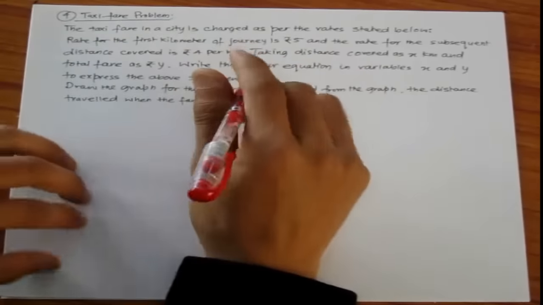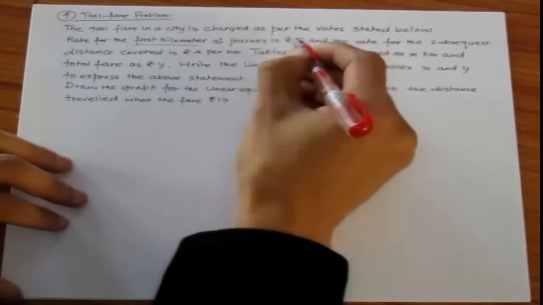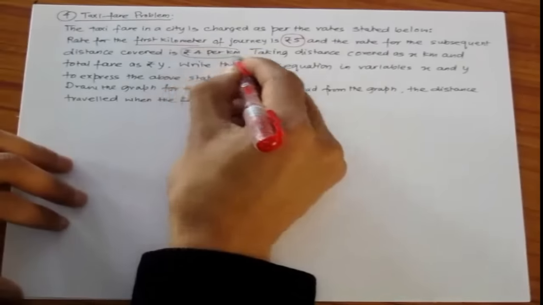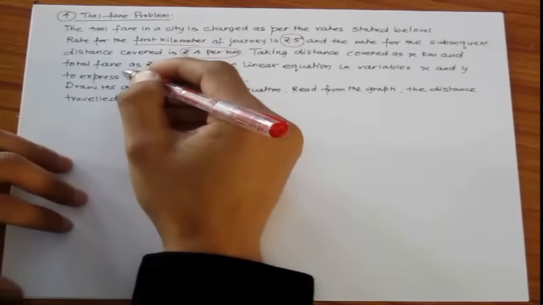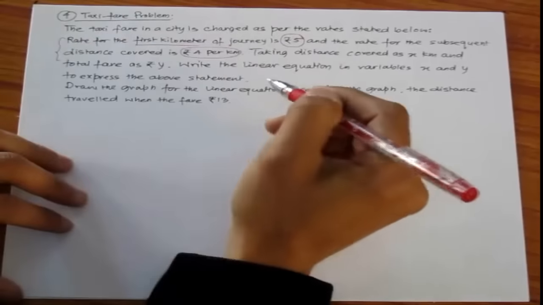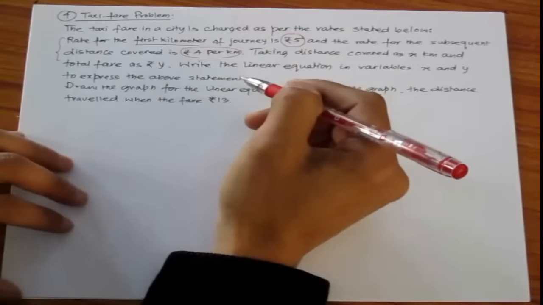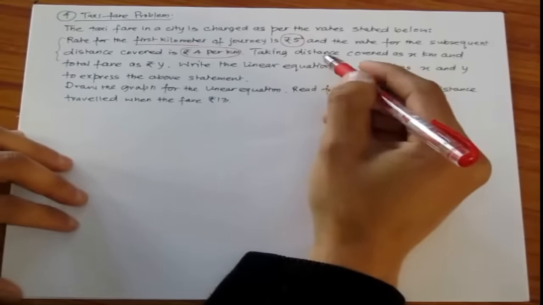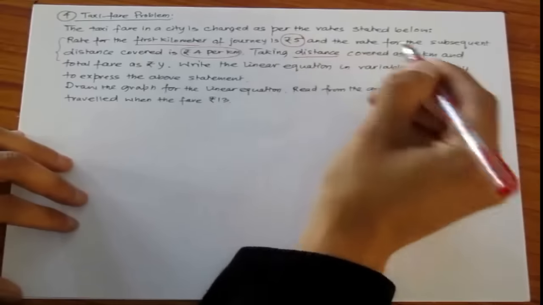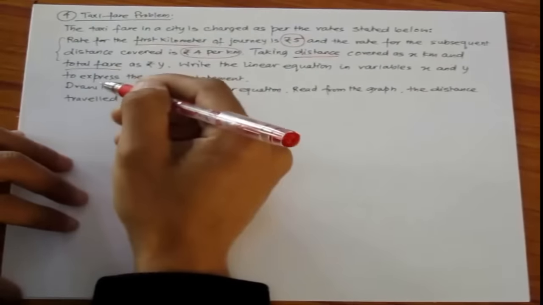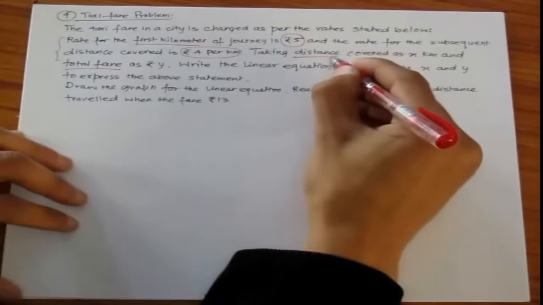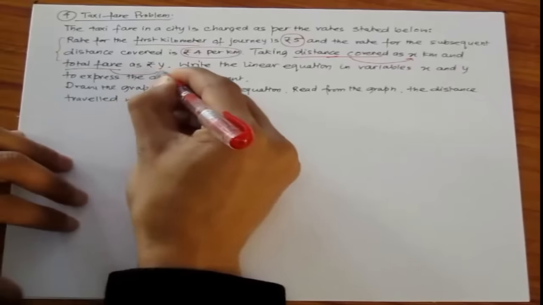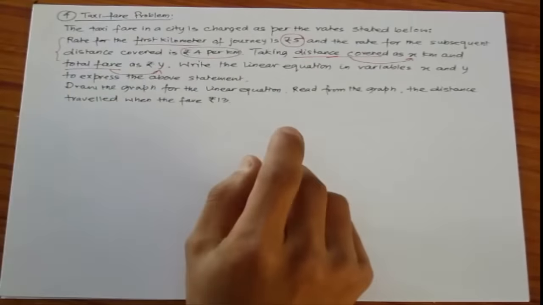Okay, now for the first kilometer it's ₹5 and for each remaining kilometer it's ₹4 per kilometer, right? So in this word problem we are going to express it in terms of a linear equation in two variables. In the taxi fare we have two variables, one is distance and another is the total taxi fare. So the distance covered is taken as x and the total fare is taken as y, and then we're going to plot a graph.